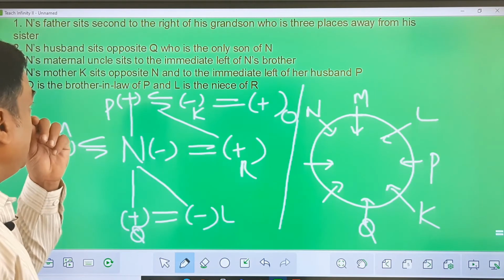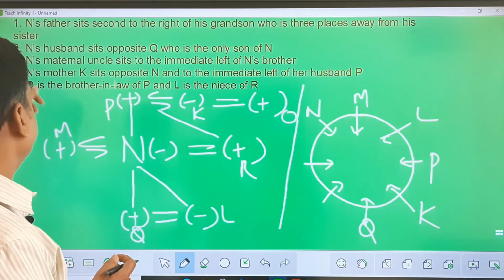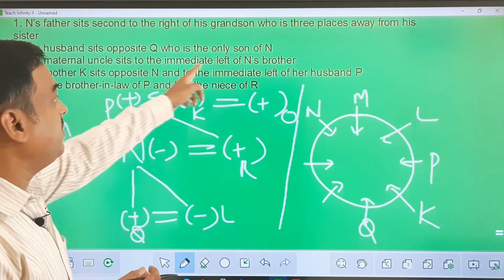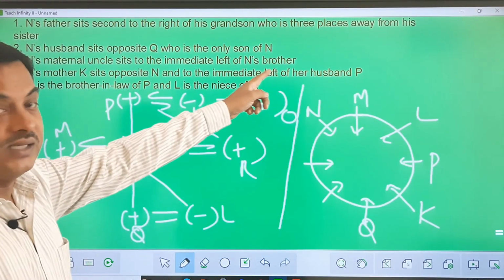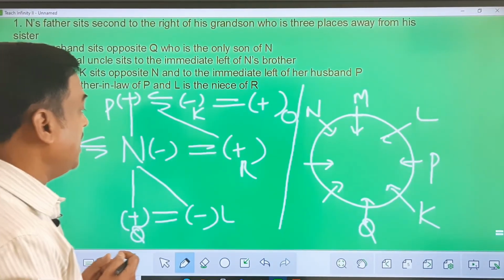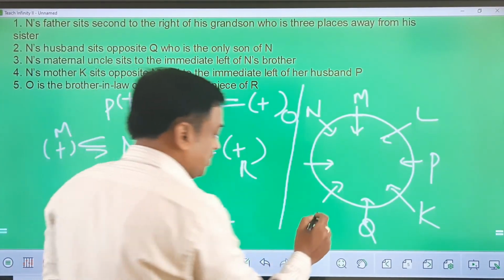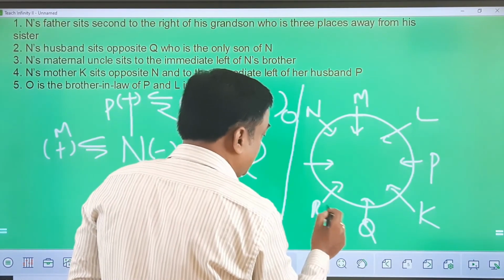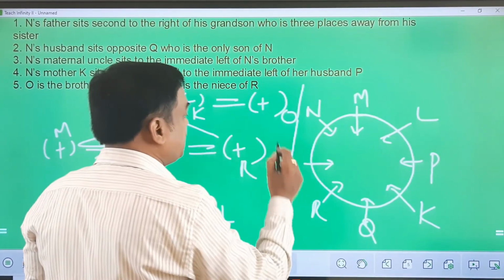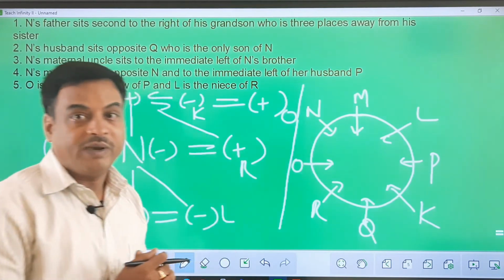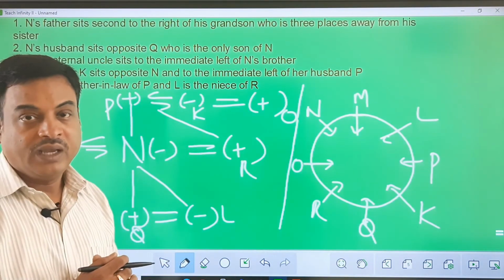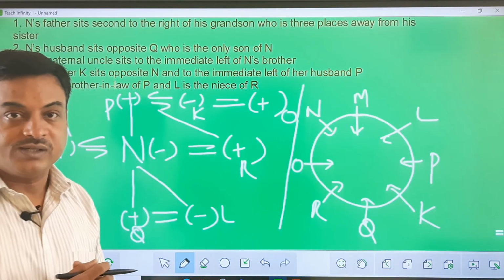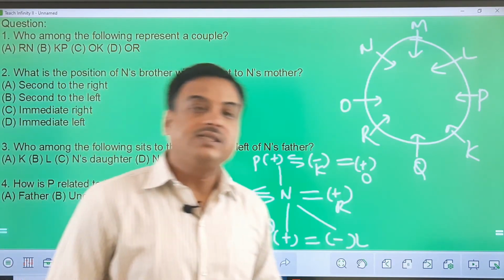Now one point we left in the middle, if you remember, N's maternal uncle sits to the immediate left of N's brother, he said. Who is N's brother? N's brother is R. So this person is R. Immediate left of that person will be N's maternal uncle O. So this is my final arrangement which I got. Now based on this, let us answer the questions.